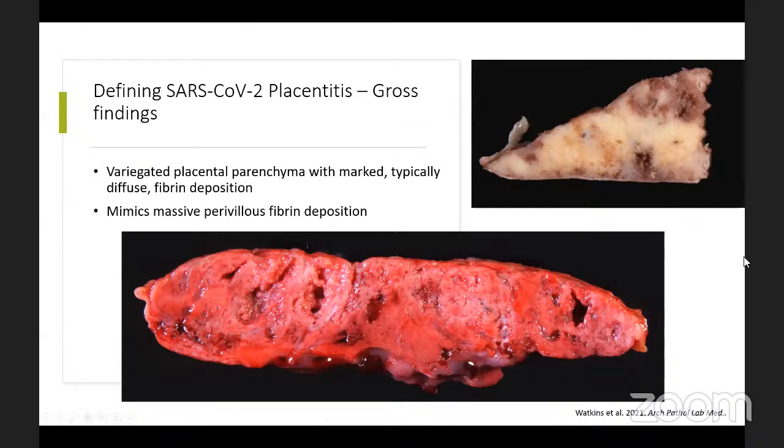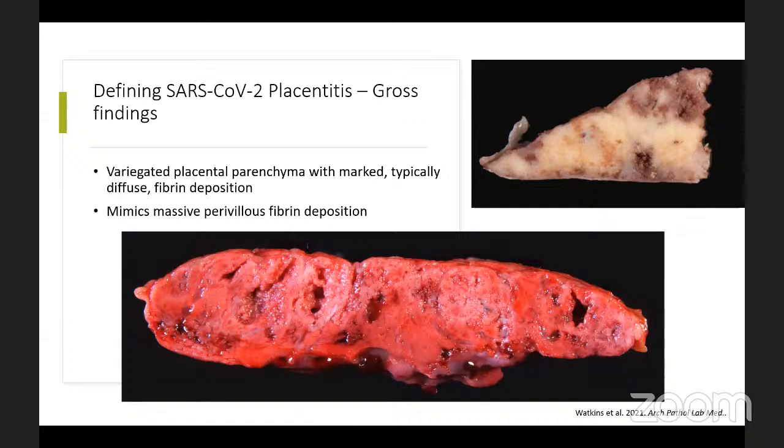If you look at these pictures here, the one on the upper right is a picture from a fixed placenta, and most COVID-infected cases are fixed before grossing. So it's good to see this both in a fixed specimen and a fresh specimen seen below, because the appearance can be somewhat different. But when the tissue is fixed, you're able to see the fibrin deposition being very marked and very tan-white in appearance.